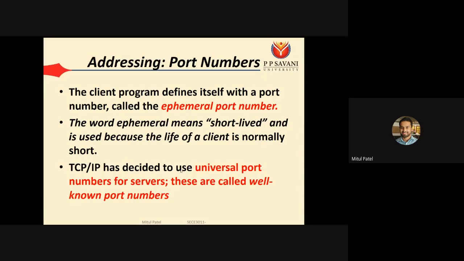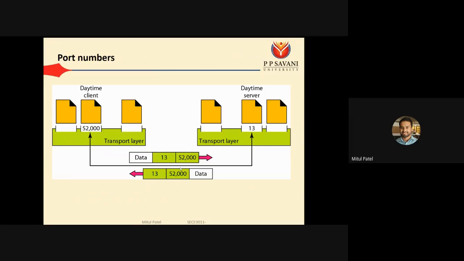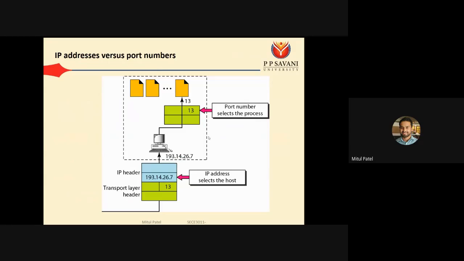While the port numbers from 0 to 1023 are known as the universal port numbers. So we can say that the IP address can be used to identify the particular host, while the port number can be used to identify the particular process on the particular machine.